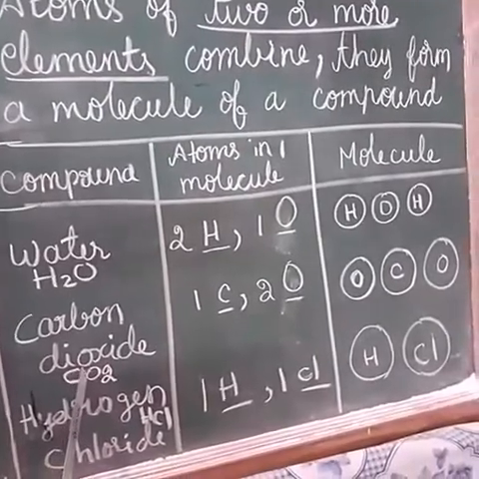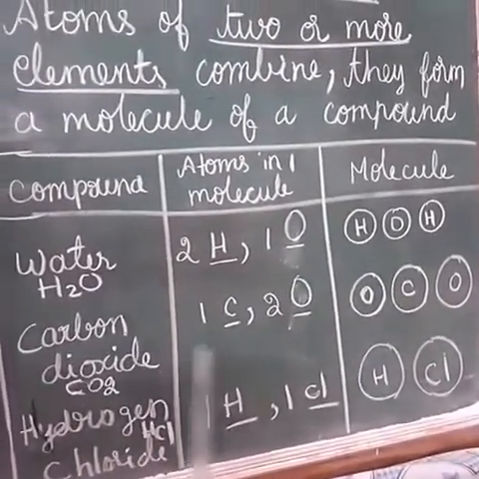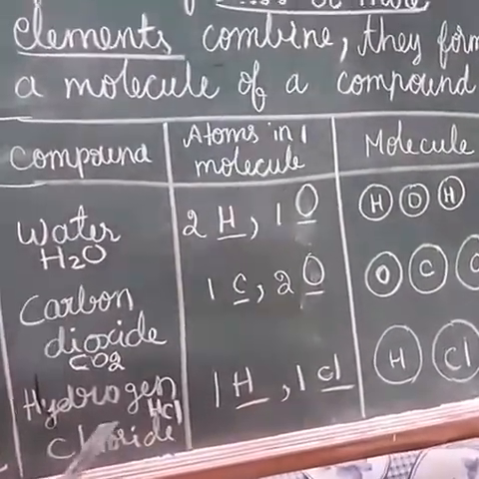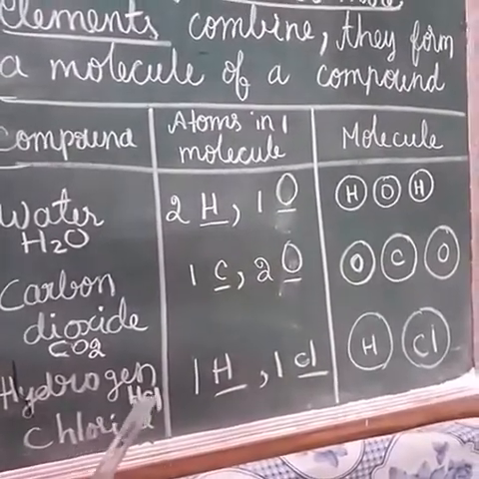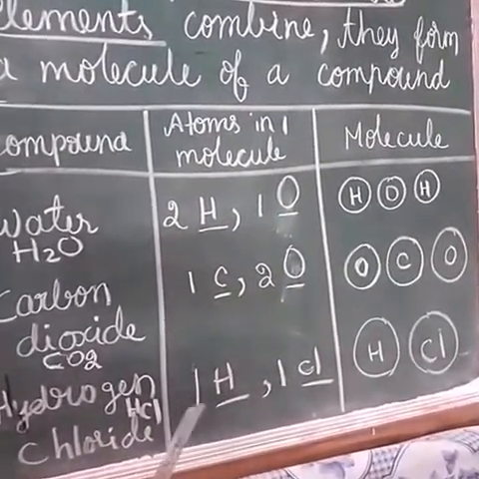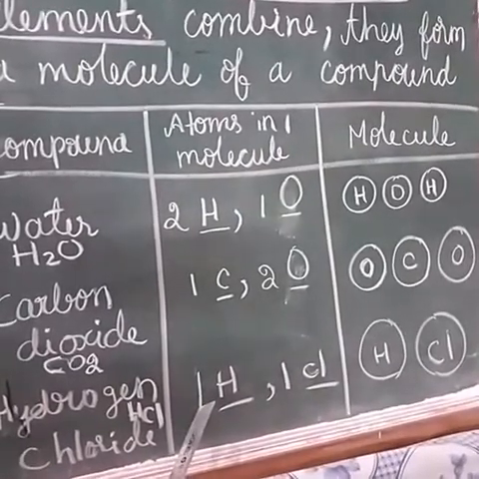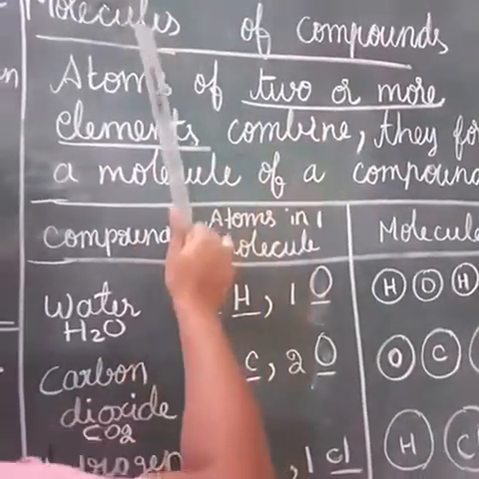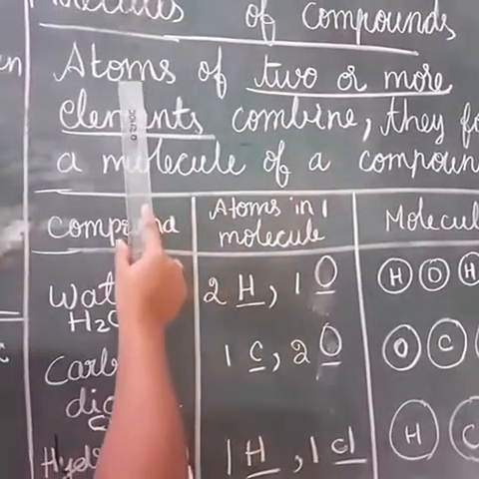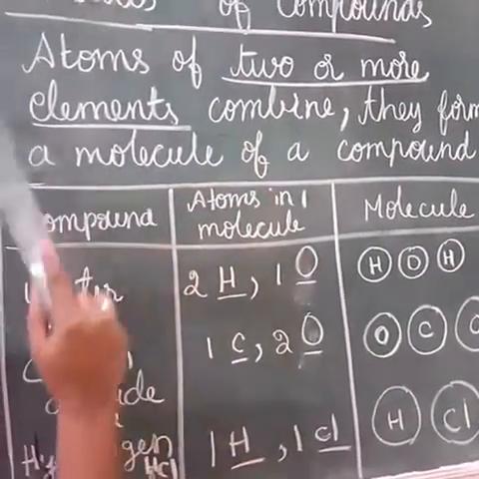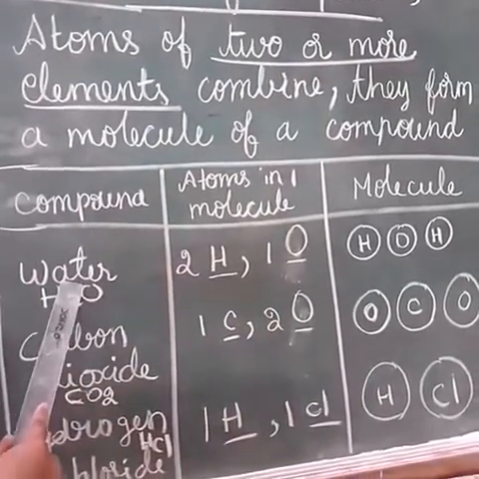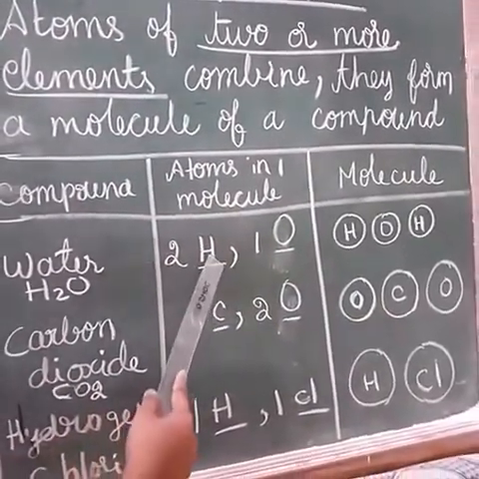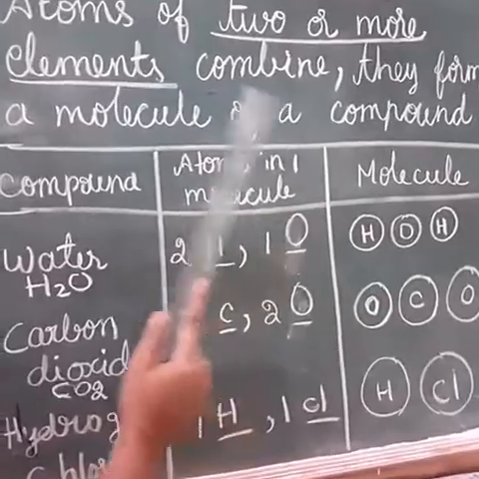Next one, carbon dioxide. A molecule of carbon dioxide is formed by the combination of two atoms of oxygen with one atom of carbon. Hydrogen chloride. A molecule of HCl is formed by the combination of one atom of hydrogen and one atom of chlorine. Let me explain this once again. Molecules of compounds are formed by the combination of atoms of two or more elements. For example, water is a compound and this water molecule is formed by the combination of two atoms of hydrogen with one atom of oxygen.